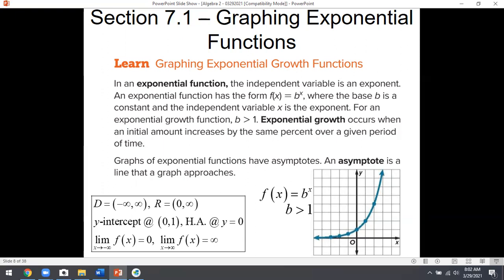Besides that, the only thing I'm gonna do is maybe add a shift to it, a vertical stretch or something like that to move things around. And that's all you really need to know about the graphs of exponentials.